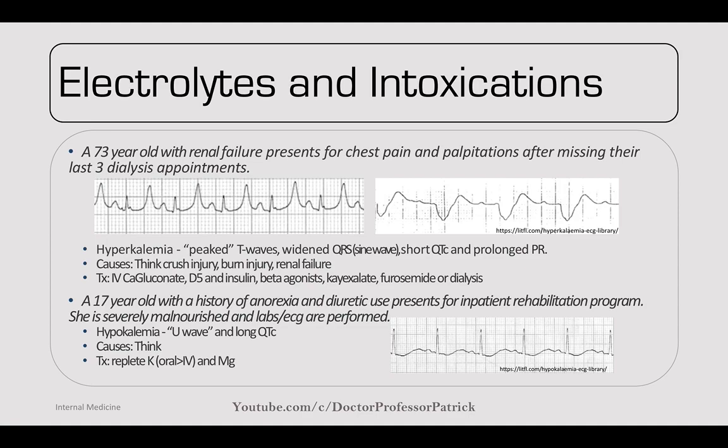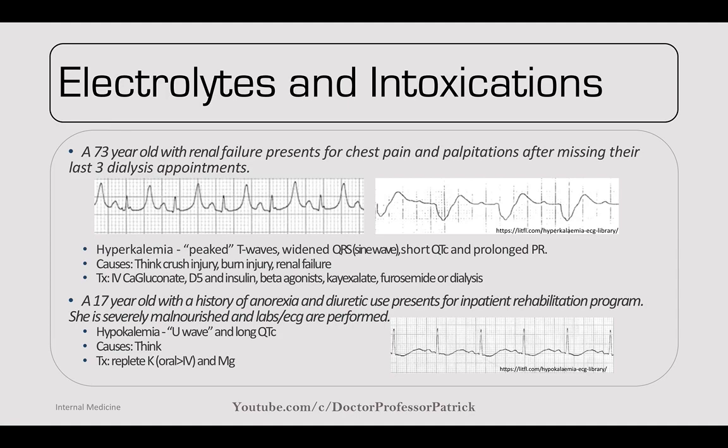So your treatment algorithm is going to be IV calcium gluconate first. You can try D5 and insulin, which would increase reabsorption of potassium into the cells. You can try large doses of beta agonist, for instance, an albuterol inhaler. And then for long-term treatment, you want to do Kayexalate, furosemide, or dialysis to permanently remove the extra potassium from the body.